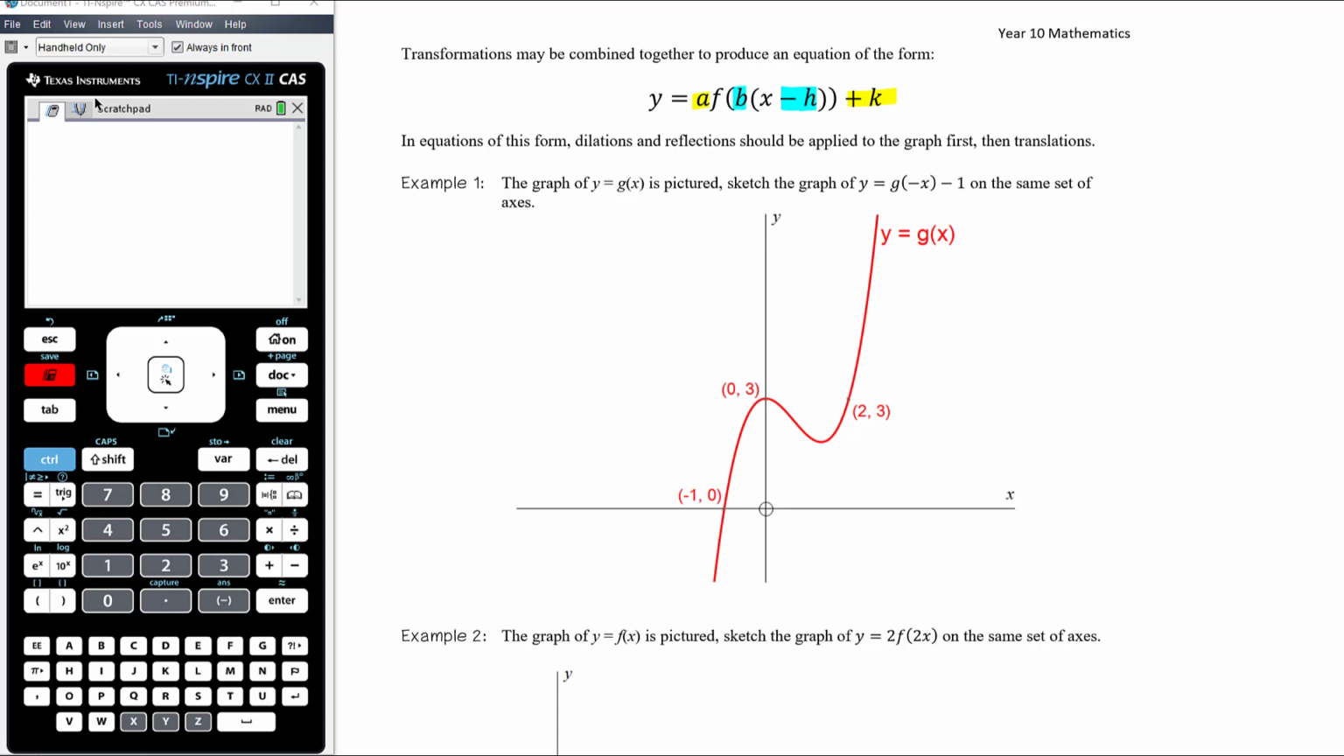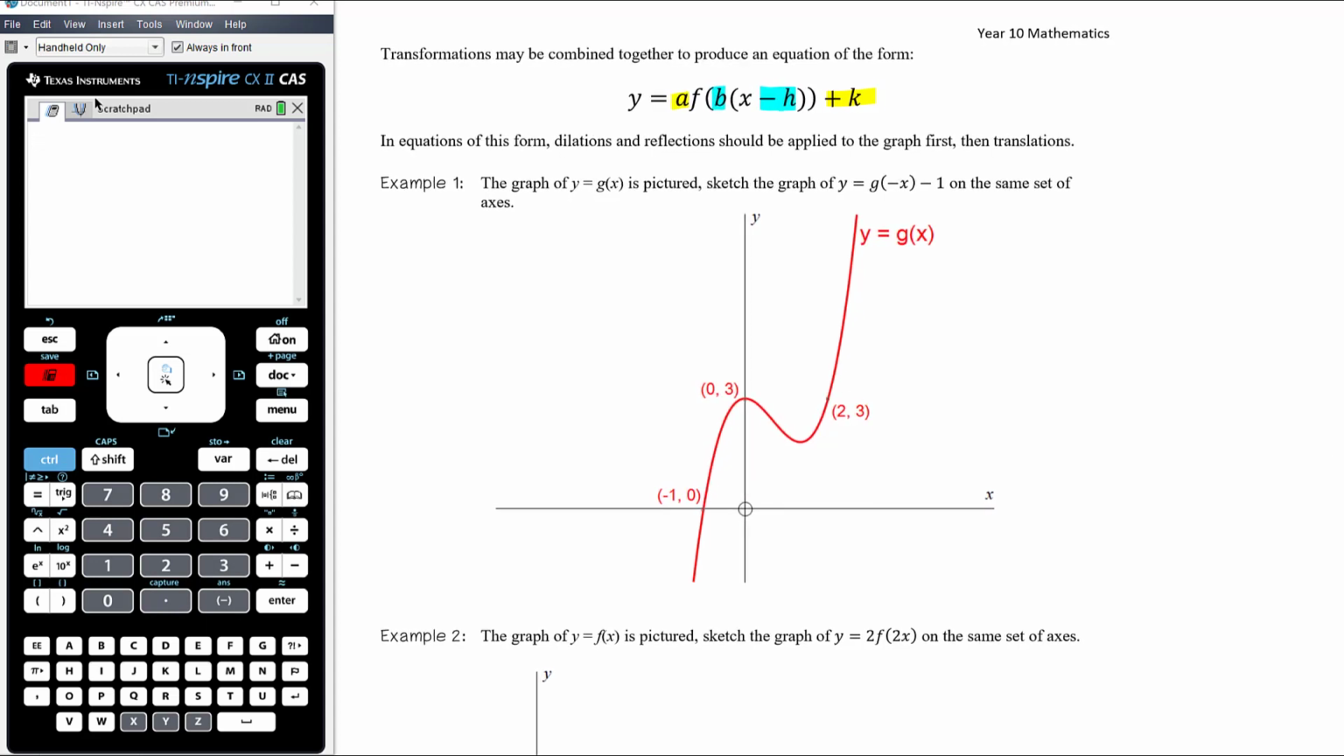Okay, so let's sketch some graphs here based on transformation. So here we've got pictured the graph of y equals g of x. And we want to draw the graph of y equals g of negative x minus 1. Okay, so the negative x is going to mean we reflect in the y-axis. We always do dilations and reflections before we do translations. The negative 1 here means we're going to translate down by 1. So we want to take each of the points on this graph and reflect in the y-axis. The x-axis would be the negative out the front. We're reflecting in the y-axis and then translating down by 1.